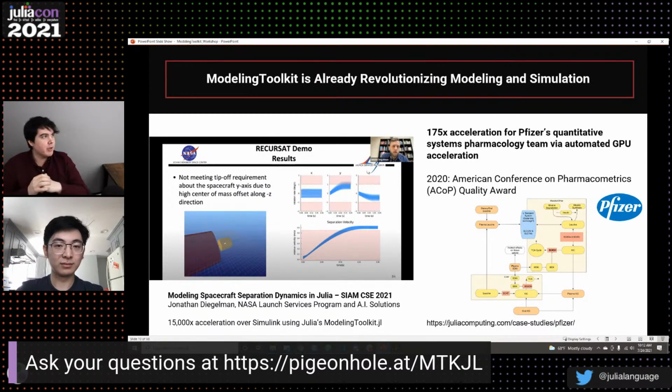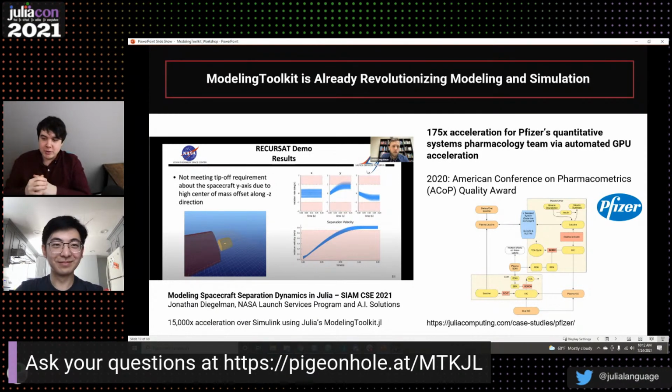Well, the thing is, we already have results, right? It's been like a silent project in the back where everyone knows about DifferentialEquations.jl, but really, Modeling Toolkit has been one of our prime projects in the last 1.5 years, and we have some very amazing results already, such as Jonathan Dingelman, who gave a talk at SciMCSC 2021. You can find this talk on YouTube, where he showed that translating his models for NASA launch services from Simulink to Modeling Toolkit gave a 15,000 times acceleration. So that's a small difference, right?